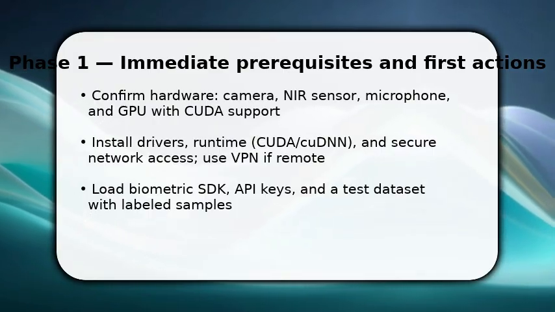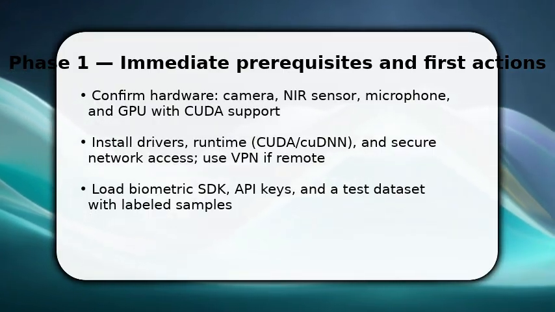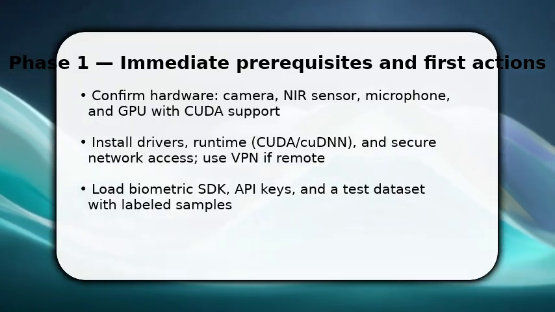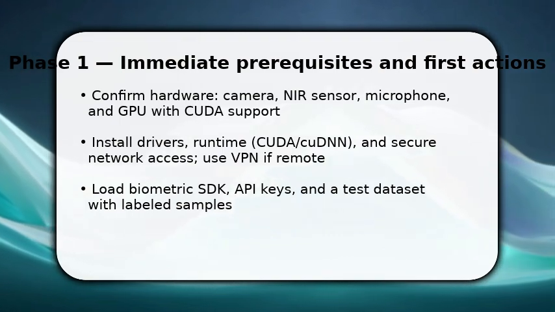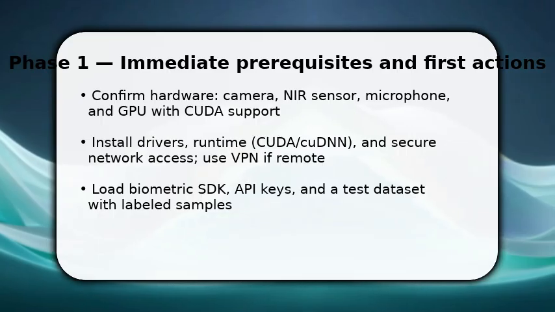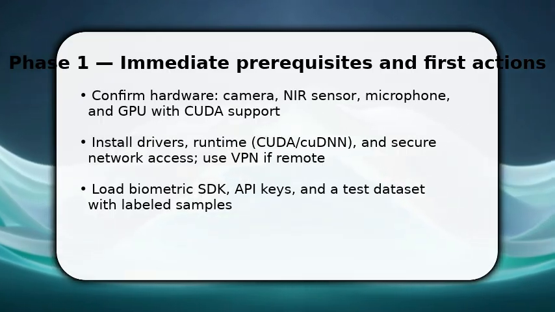Once done, load a small labeled test dataset to validate input formats and timestamps, because real-time pipelines fail when samples mismatch. Finally, start the acquisition service so frames stream into the preprocessing queue.